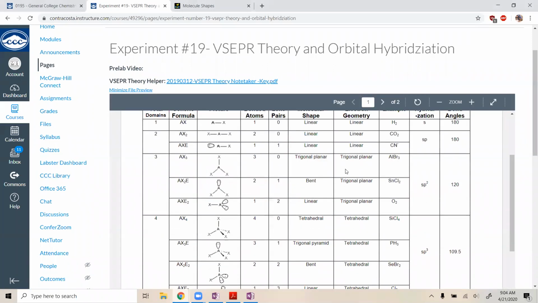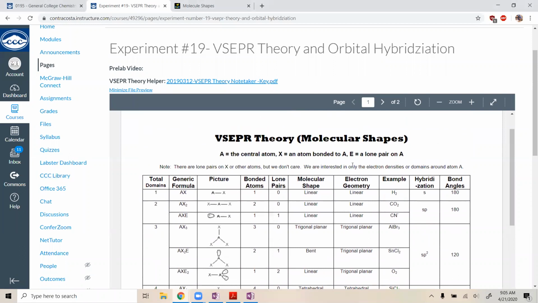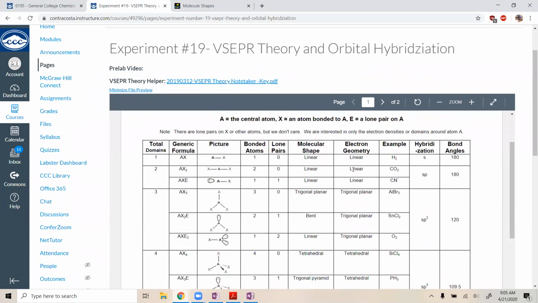Now this normally would have been an activity, but because we're not in there for us to do it together, I'm just going to give you the key for it. This is similar to the tables that you have in your book. It gives you your electron regions over here, so your number of domains, so that's your number of atoms plus your number of lone pairs. It gives you a generic formula for them. It kind of draws out a picture of what it looks like. And then it gives you the molecular geometries as well as your electron geometries.